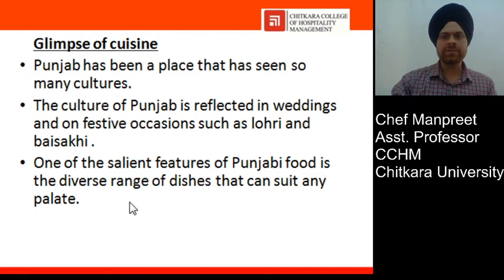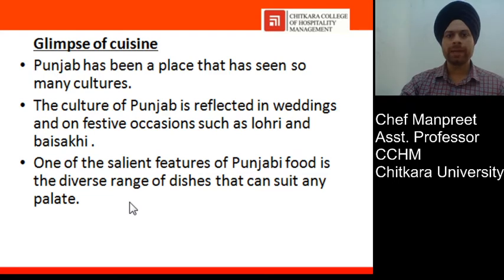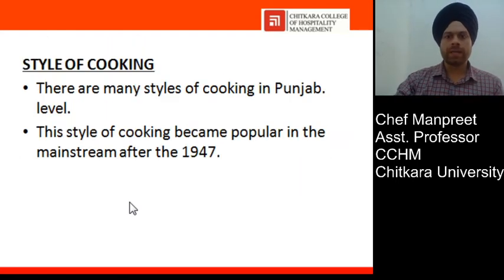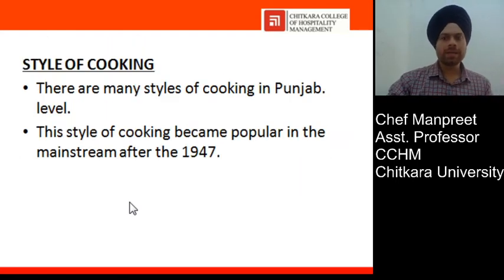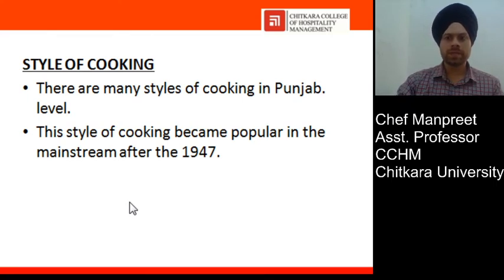One of the salient features of Punjabi cuisine is its diverse range of dishes, which can suit every palate all around the globe. As far as the style of cooking is concerned, Punjabi cuisine has a different style of cooking.